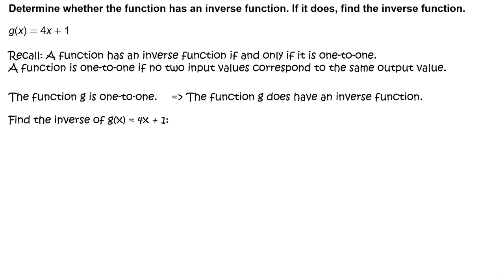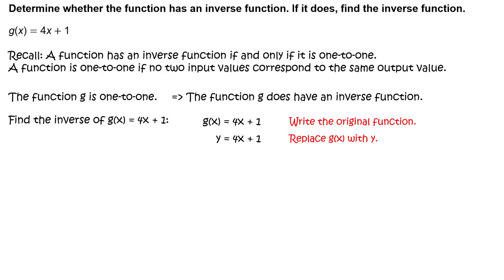Find the inverse of g of x equals 4x plus 1. First, write the original function, g of x equals 4x plus 1. Then replace g of x with y equals 4x plus 1. Next, interchange x and y: x equals 4y plus 1. To find the inverse function, solve the resulting equation for y.